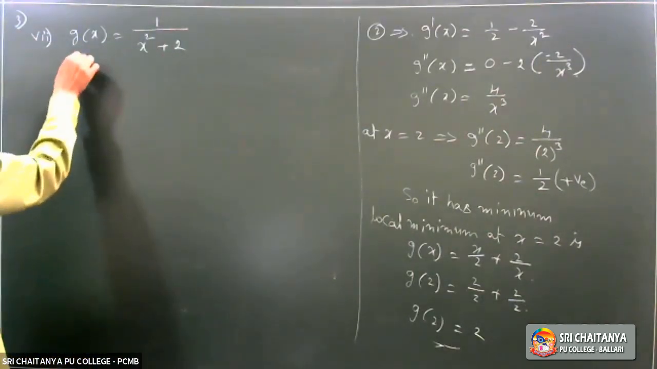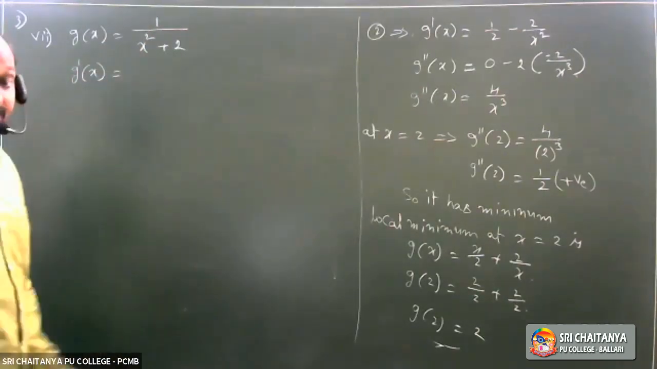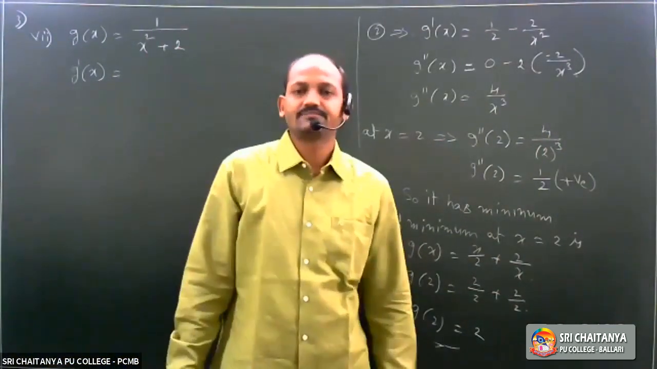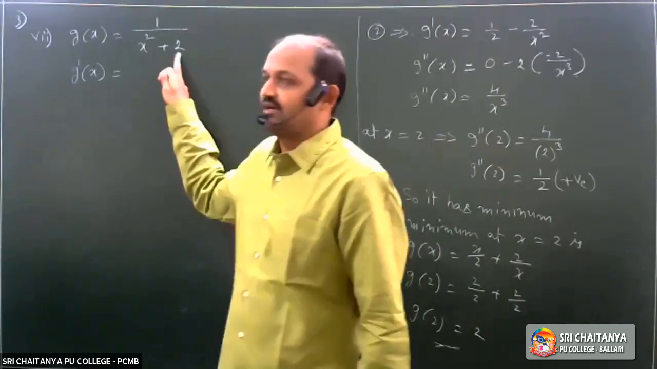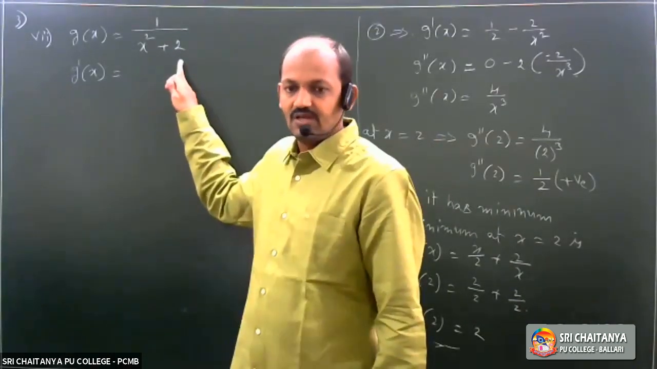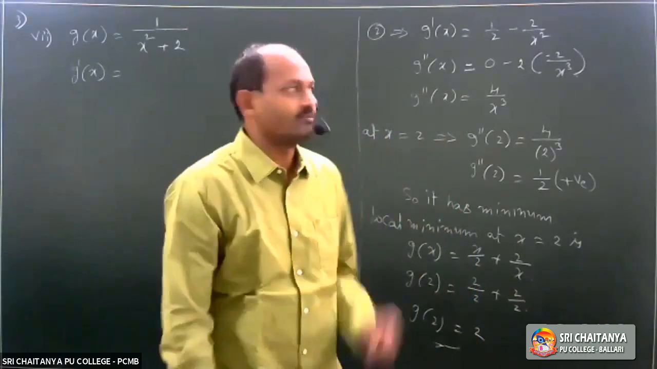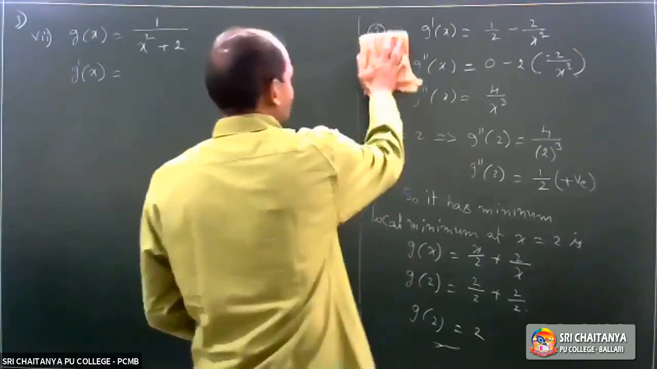What about its derivative? It is a derivative of 1 by x form. The derivative of 1 by x is minus 1 by x square. But it is not x, it is f of x form. So the derivative of 1 by f of x is minus 1 by f of x whole square into f dash of x. Okay?